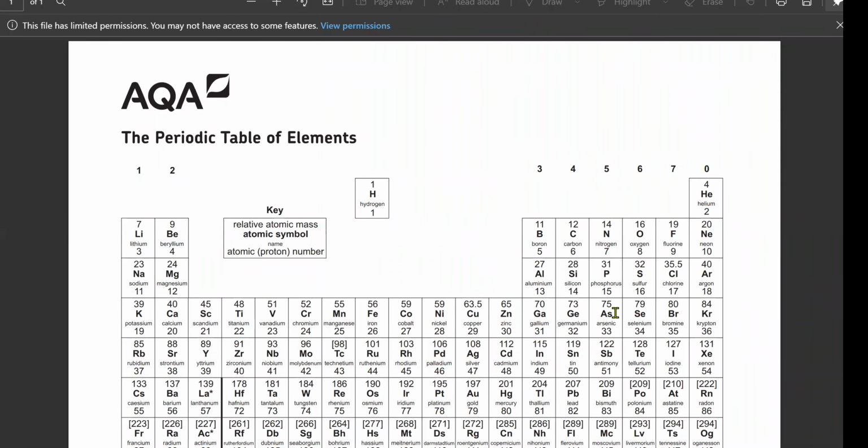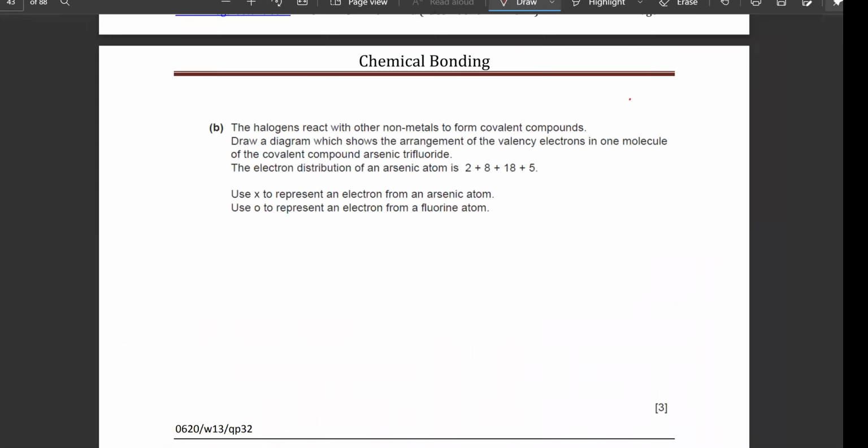Now arsenic is As. That's 33 and 75. This is arsenic. Which group is it in? It has 5 valence electrons. How many bonds would it make? Is it a metal or a non-metal?